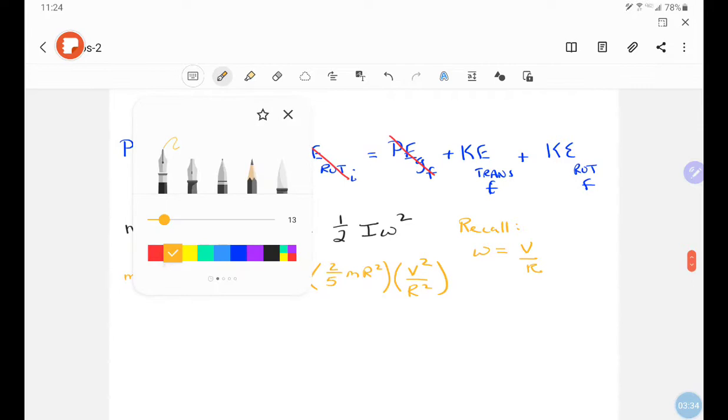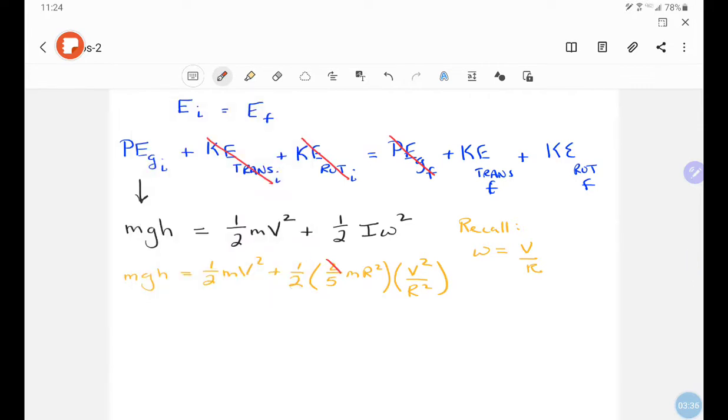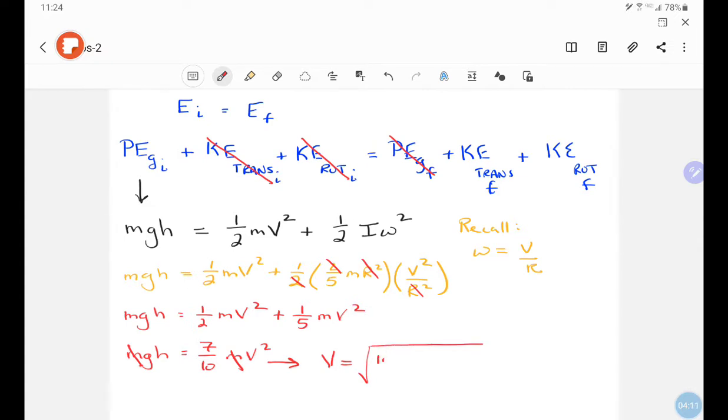Simplifying some things, if we notice, guys, the 2's cancel here, the r squareds cancel here, so I'm left with mgh equals 1/2 mv squared plus 1/5 mv squared gives us mgh equals 7/10 mv squared. Mass is going to drop out, so speed is the square root of 10/7 gh.